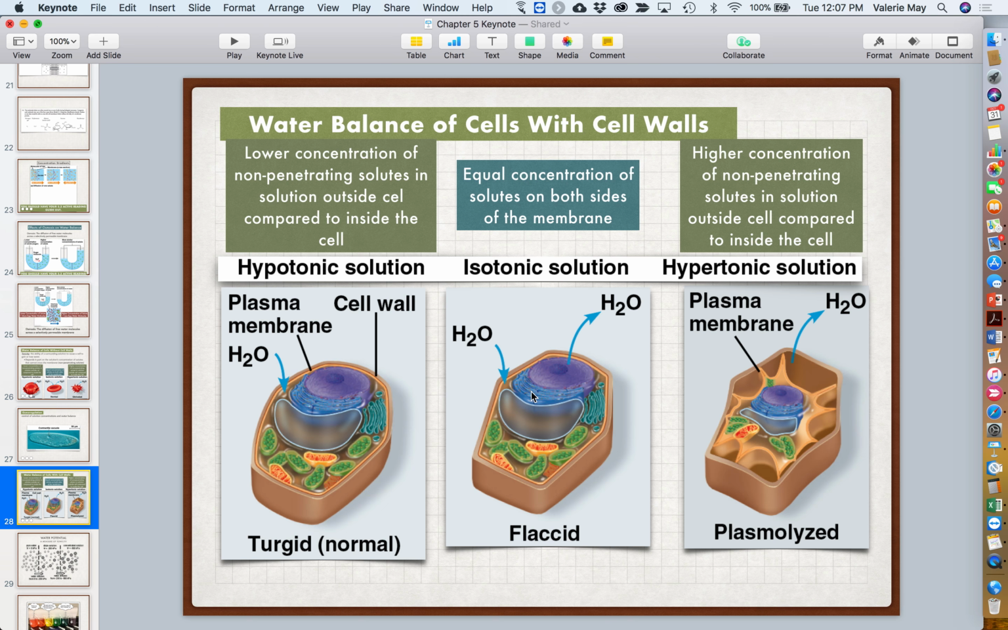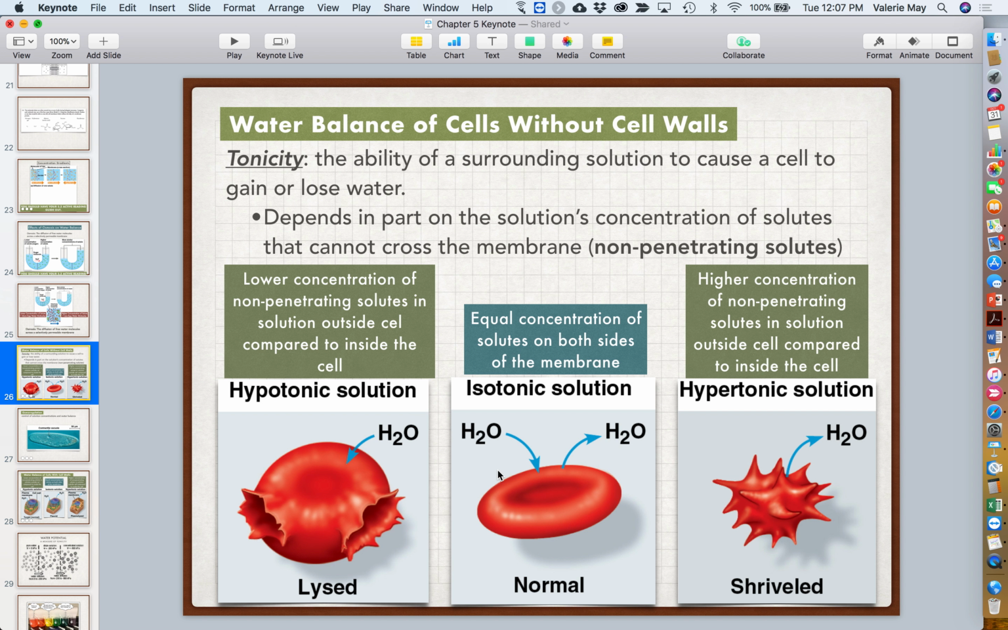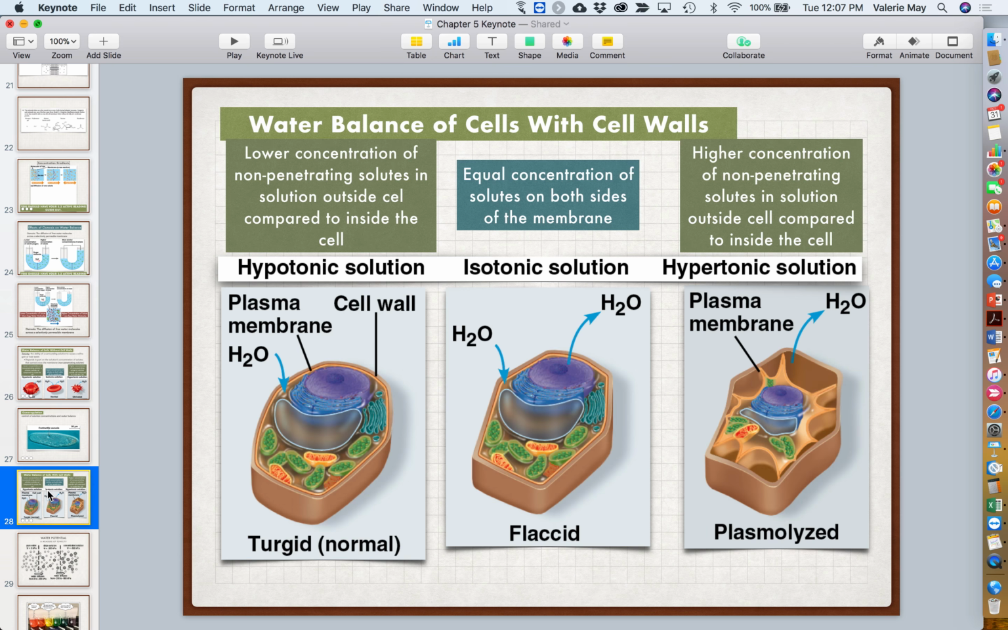So when a plant cell is put into an isotonic solution, which would be normal for a cell without a cell wall, water will go in and out at the same rate because it's an equal solute concentration, equal number of free water molecules here versus inside the cell. But the cell will be what we call flaccid. The plant would look wilted. Not dead, not shriveled, but just kind of wilted, like you haven't watered it in a while.